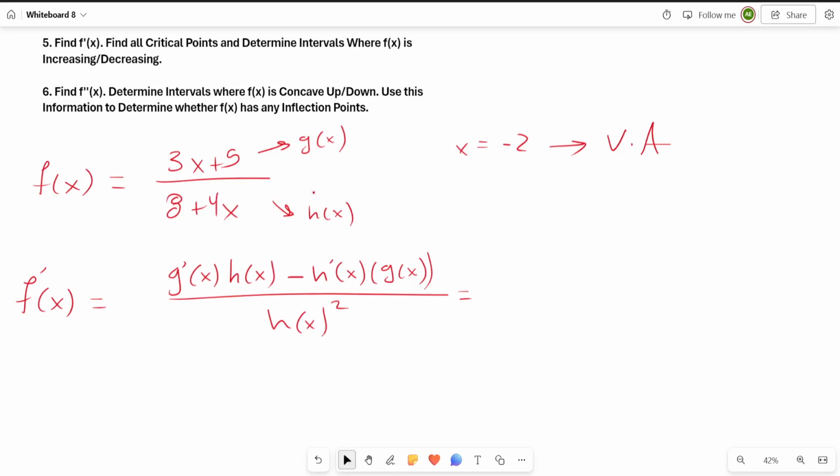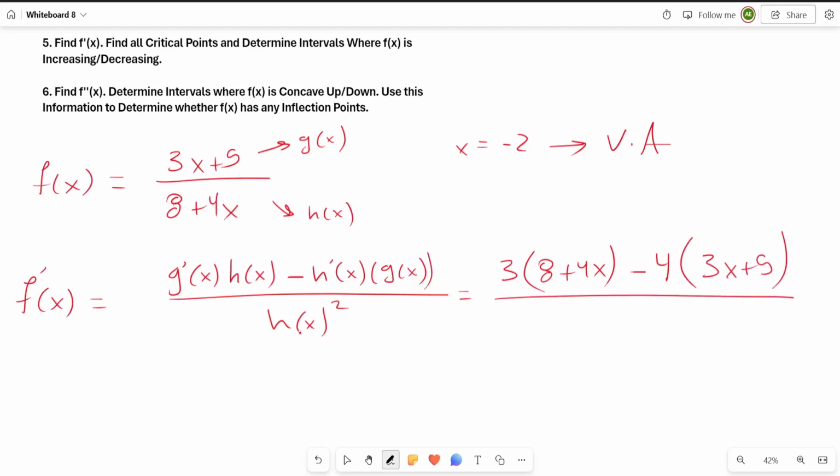And by the way, I did the whole series on differentiation. Click on the top right hand corner to view. So the differentiation of 3x plus 5 is going to be basically 3 into h of x, which is 8 plus 4x, the minus h dash of x. So the differentiation of 8 plus 4x is basically 4 into g of x, which is 3x plus 5, everything over h of x squared, so 8 plus 4x squared.